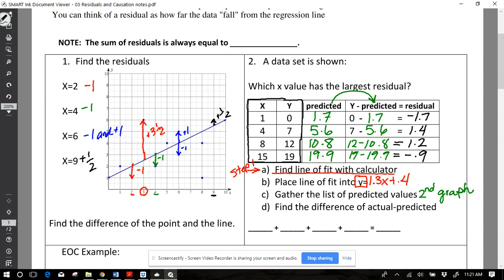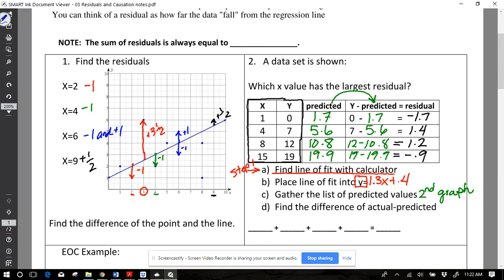So we have gathered our list of predicted values, and then we have found the difference of the actual value minus the predicted value. Okay, now what we need to do is to answer the question, which x value has the largest residual? And so what that means is which x value is the furthest away from the line of best fit. Okay, so what I'm going to do is I'm going to find the largest number, ignoring the plus or minus signs.